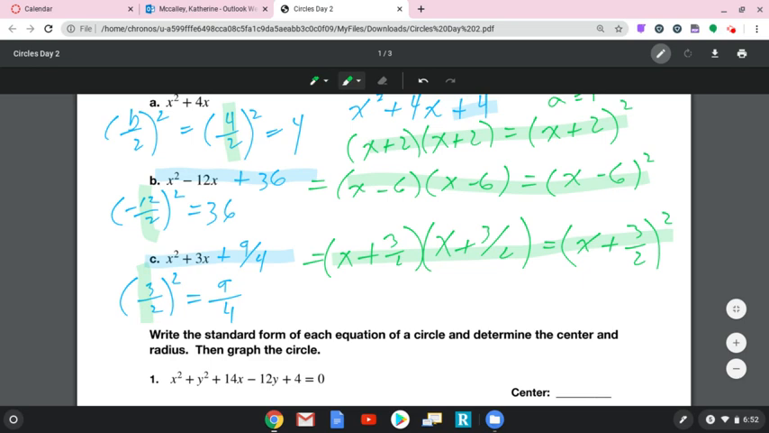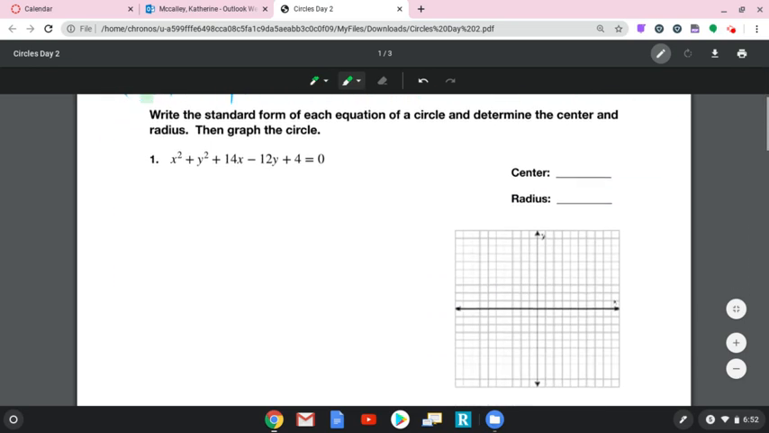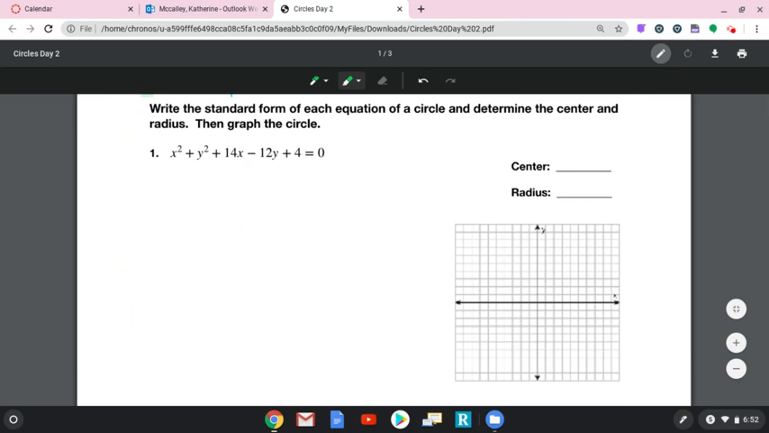All right, guys. Now we're going to take that concept and apply it to circles. And it's going to be a little different because in a circle equation, we have both x's and y's. So step one, we're going to write the standard form of each equation of a circle and determine the center and the radius, then graph the circle. Now, in order to write it in standard form, there's a couple things that we need to do.